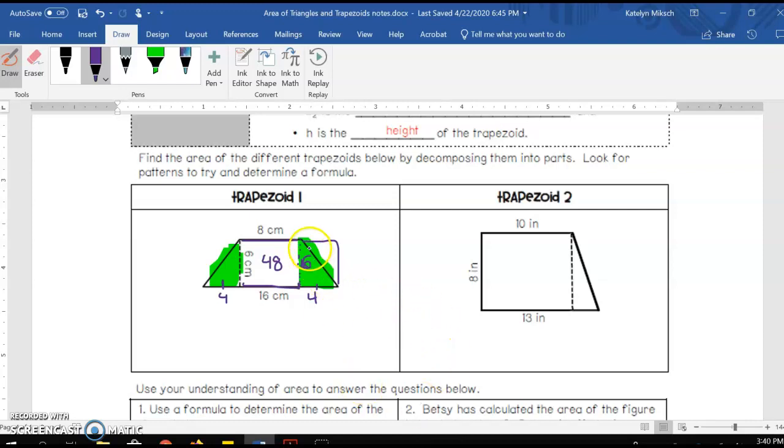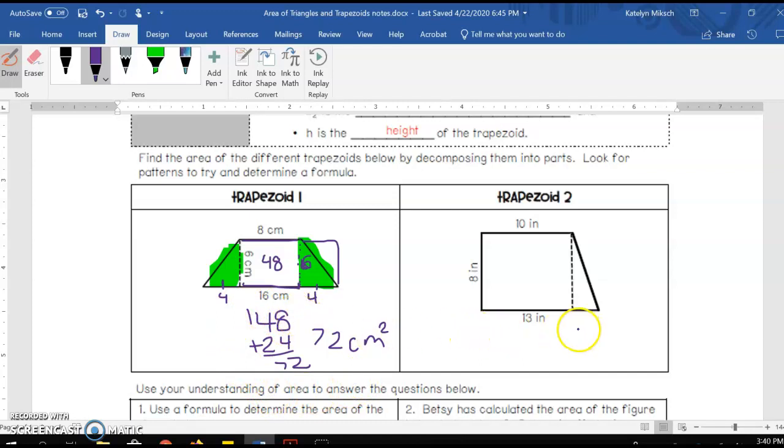Or we could just think of them as coming together to make one rectangle, and if the base is 4 and the height is 6, 4 times 6 is 24. So we have 48 and 24. Putting that all together, we would have 72 square centimeters for the area of this entire trapezoid. So that is finding the area if you break it down into other pieces.